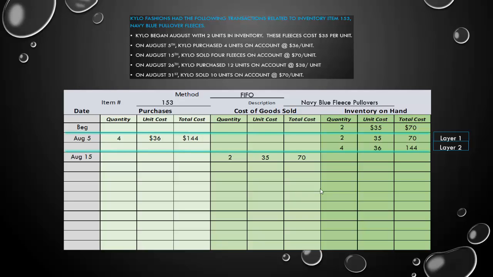But we just didn't sell 2 navy blue fleece pullovers on August 15th. We sold 4, which means we have to take 2 more of those $36 units out of our inventory. And now we've accounted for 4 units being sold. We have a cost of goods sold, if you total that up, of $142 for this transaction. What do we have left? We had 2 $35 units, but we sold both of them. We had 4 $36 units. We sold 2 of those 4, which means we have 2 left, at a unit cost of $36 for a total cost of $72.